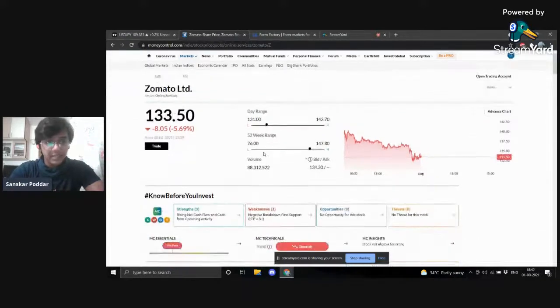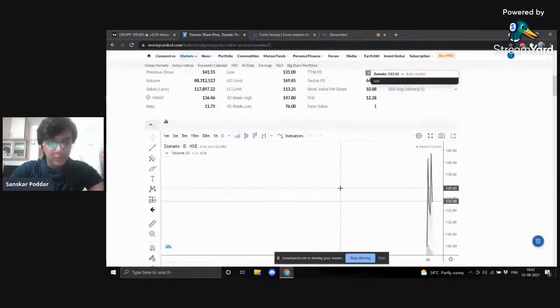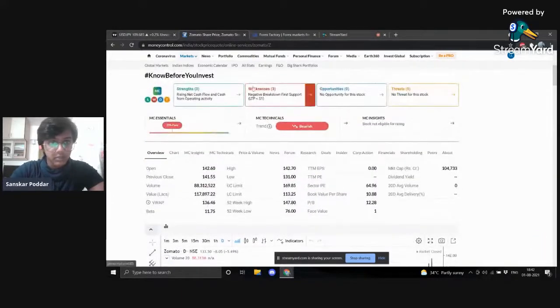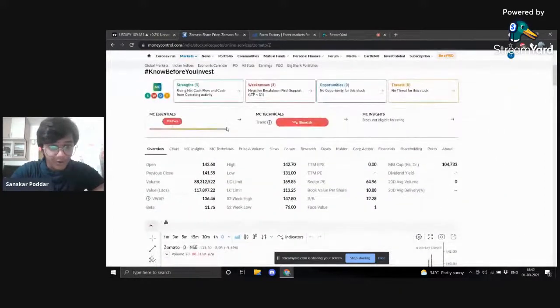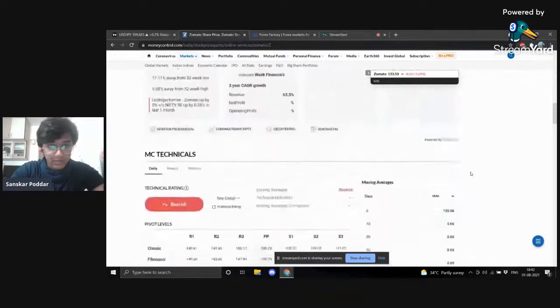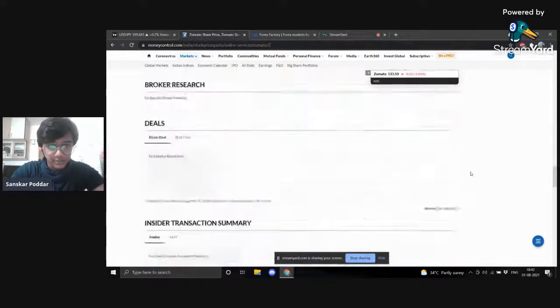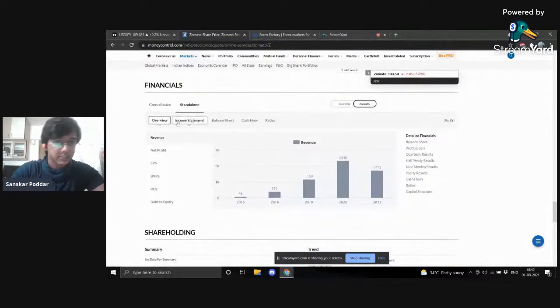Under Zomato, if I want to do a fundamental analysis, I will have to go down to the books of accounts. I need to look for it, guys. Hold on a minute. Charts, technicals. Money Control has changed its user interface. Financials here. This is what I was looking for.